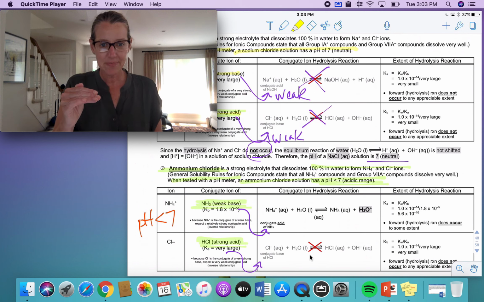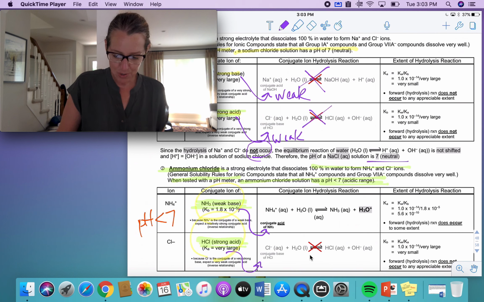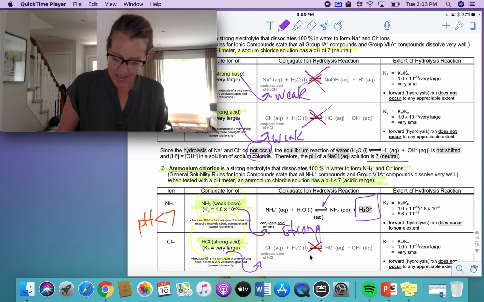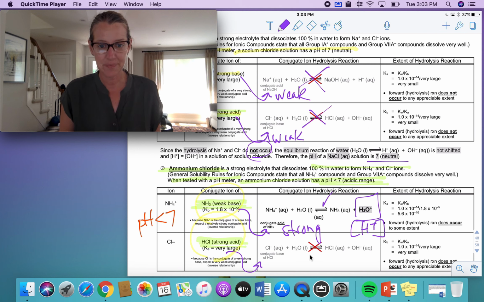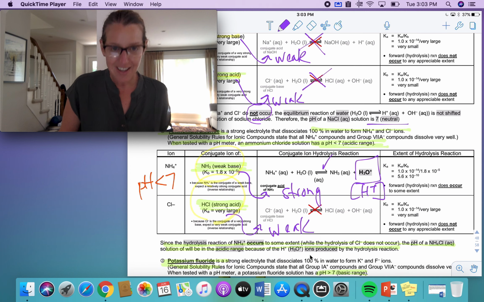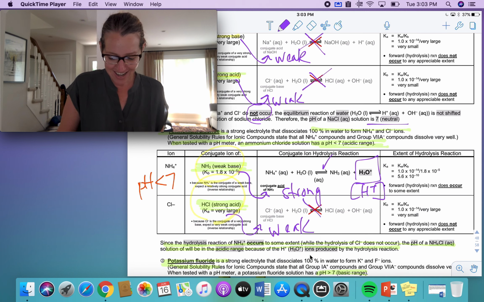Weak base, strong acid. Okay, those are the 2 you start with. We know that the weak base produces what kind of conjugate? Strong. Strong acid, proton donor. Look what's going to happen. You're going to end up with hydrogen ions in that solution. On the other hand, you had a strong acid, which produces what kind of conjugate? A weak base. So weak that this cannot happen.